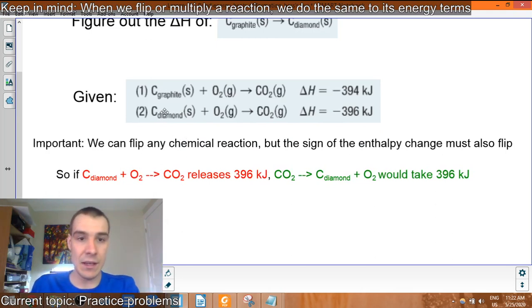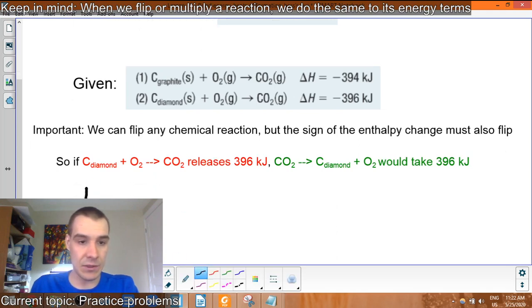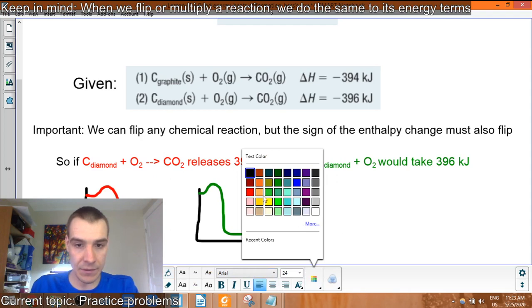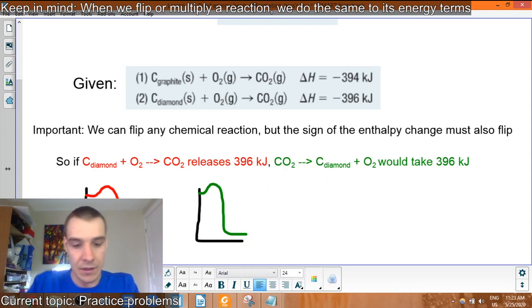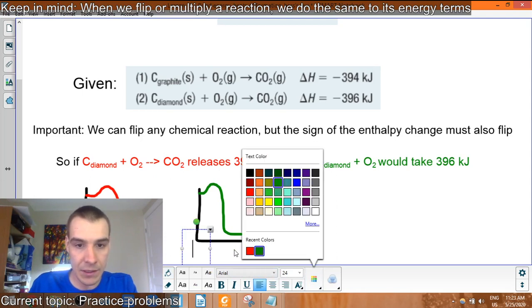We want to take this, right? If we just draw it real quick, this is the one for graphite, this is the one for diamond, which will have a slightly bigger drop, right? So I'm going to start it slightly higher, right? Slightly higher. And we'll just put in some stuff here. So this is graphite. This one in green is going to be diamond.